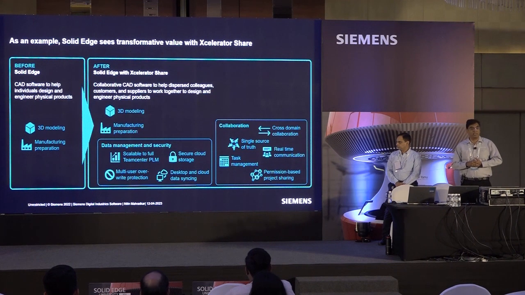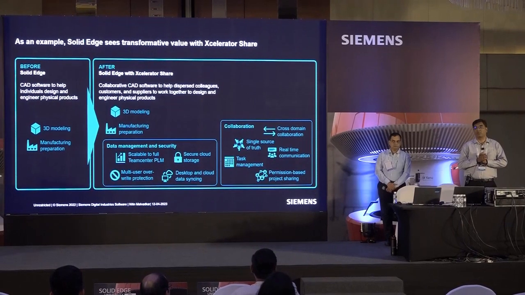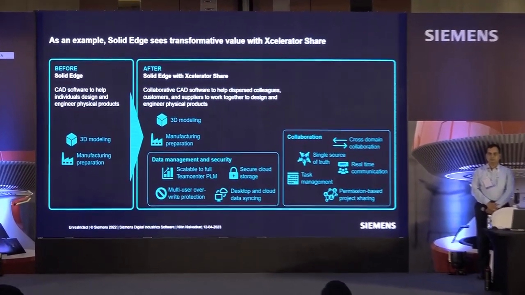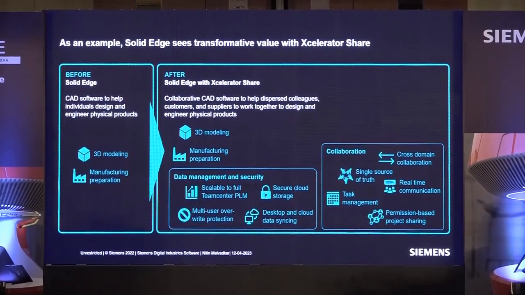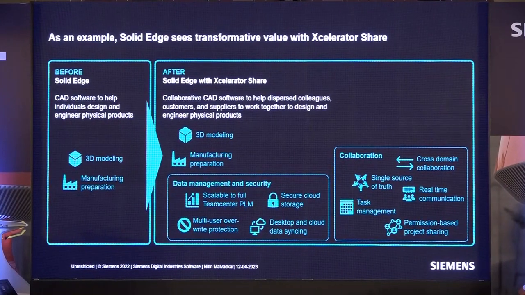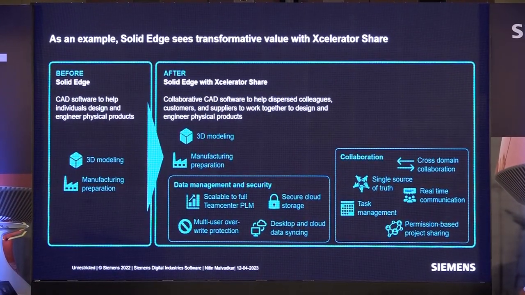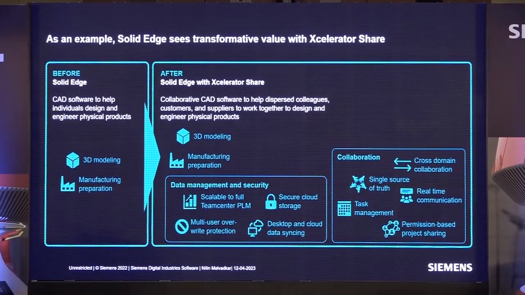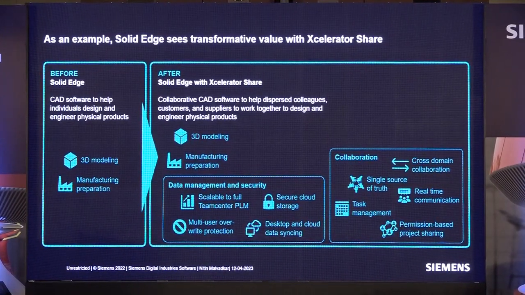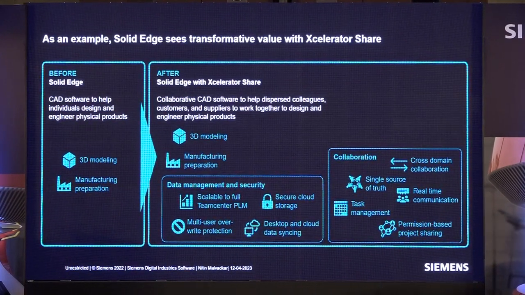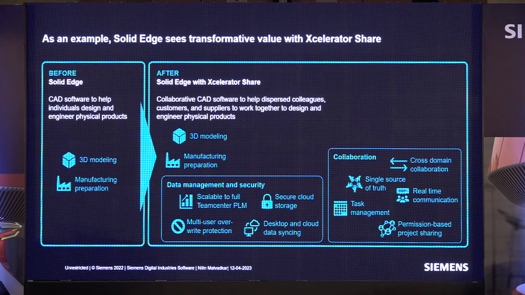And of course, we understand that it's not possible for all people to have access to the internet all the time. Many a time, from a designer's perspective, they need to go to a remote area where they might not have access to the internet at all. So what happens then? For that, we have a desktop and cloud data syncing tool called the Siemens Connector. With the Siemens Connector, you are able to synchronize all the files on your desktop to your cloud. So let's say you go to a remote place where you don't have access to the internet, no worries.